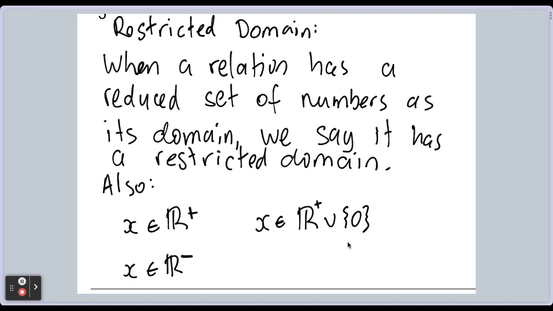Otherwise, if you don't describe what the domain is, it's implied, it's expected that you're talking about all possible real numbers for the domain. So we call that, I think it's called an implicit domain. It says it in your textbook somewhere, so you can fact check me later, but I'm pretty sure it's an implicit domain.